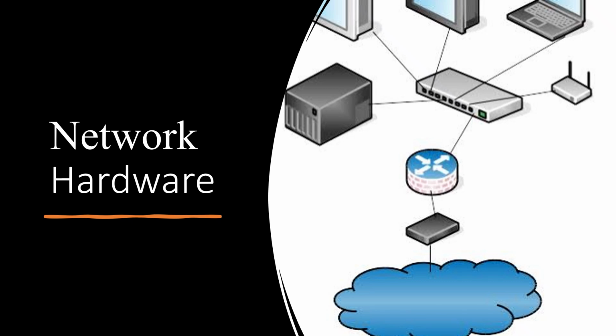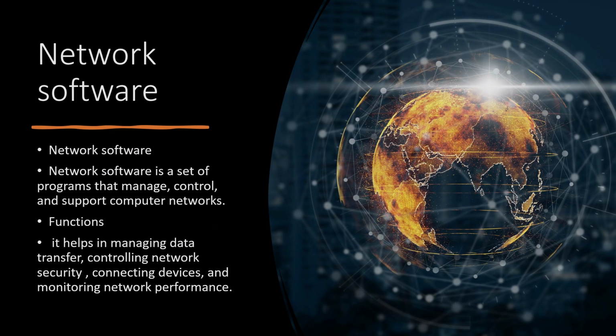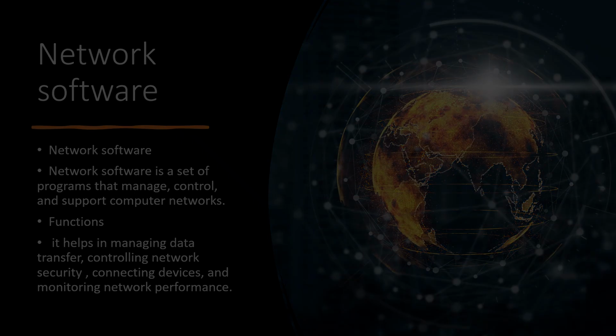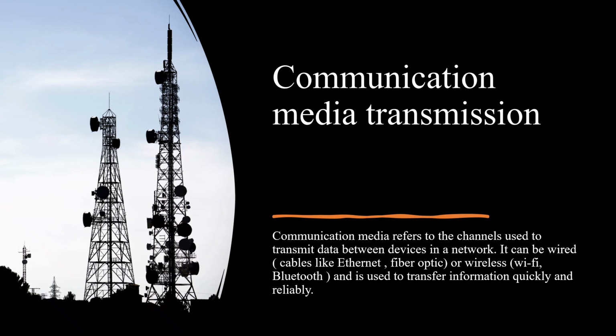Next slide. Network software. Network software manages communication between devices, and it controls data transfer, network security, device connections, and network performance. Next slide. Communication media. Communication media are the channels that carry data, and they can be wired, such as Ethernet and fiber optic cables, or wireless, such as Wi-Fi and Bluetooth. They enable reliable communication between devices.